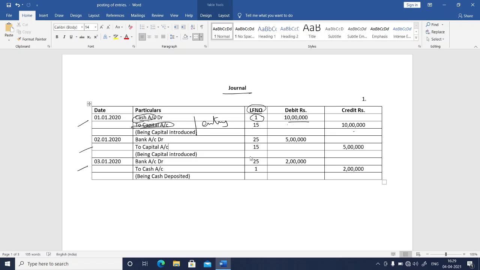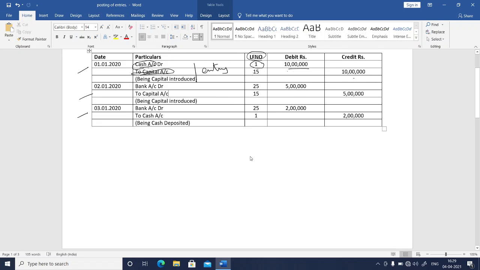in the ledger. LF number means ledger folio. Folio means a paper. Ledger means a book. Ledger book. Go to page number 15. Go to capital account and credit 10 lakhs in the capital account. So ledger is another book.